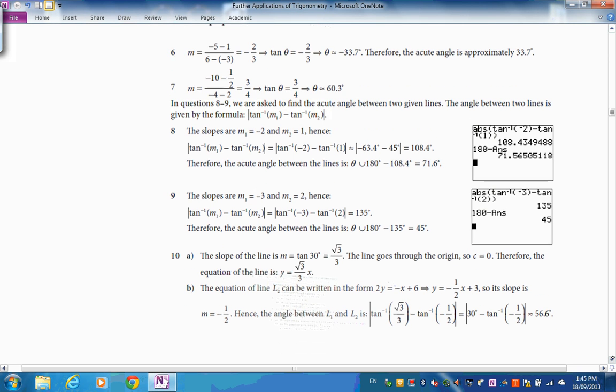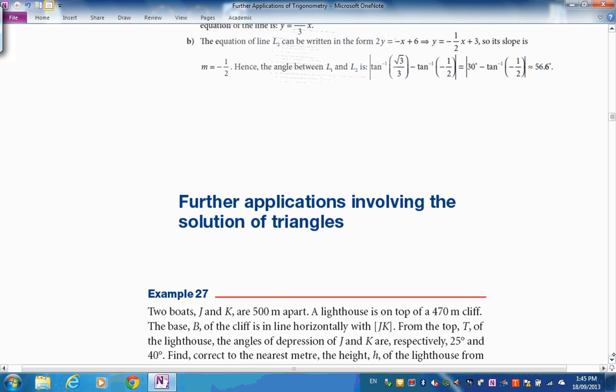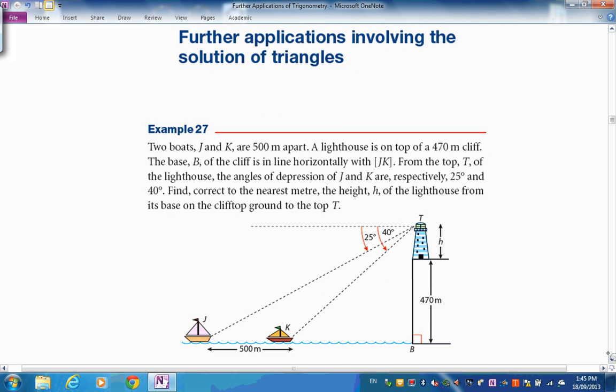A little bit of an application to planar figures. So this is further applications, and here's the one I had in the leading entry to this presentation, the sailing problem, where we're looking down from a lighthouse, and can we calculate, for example, the height of the lighthouse and things like that. So let's read the problem.